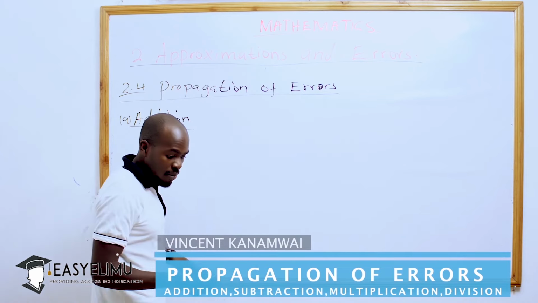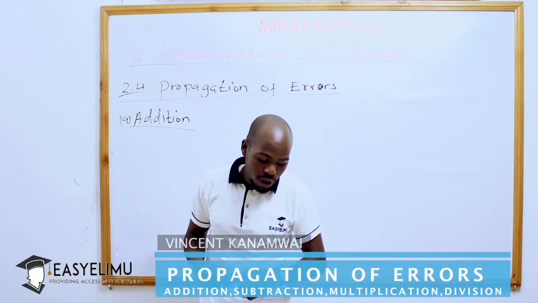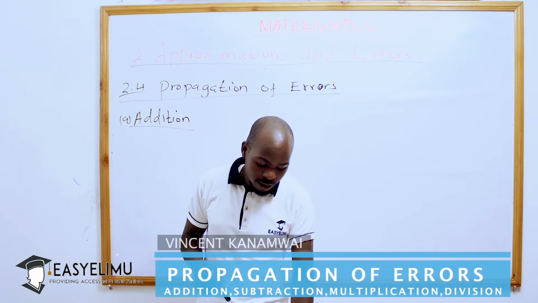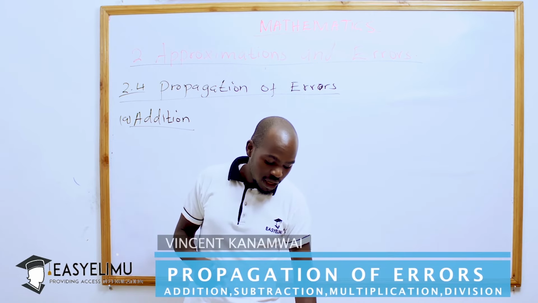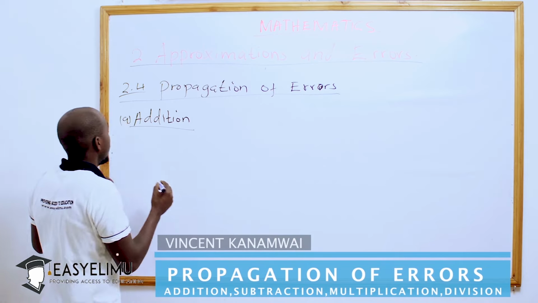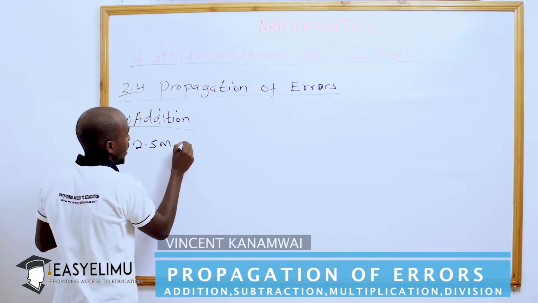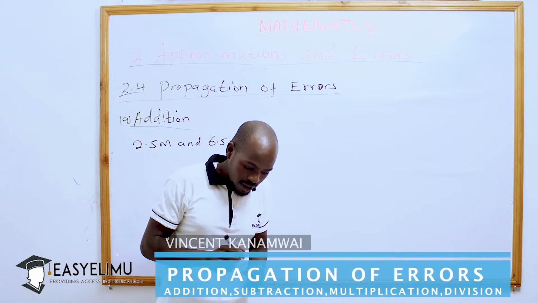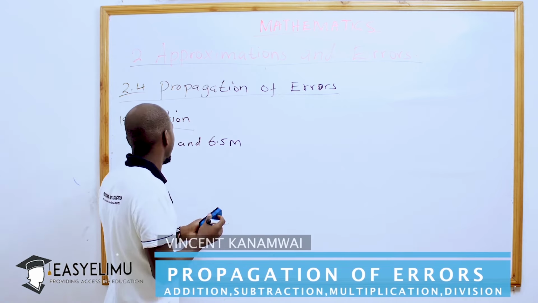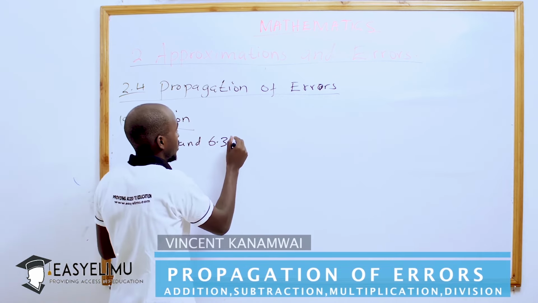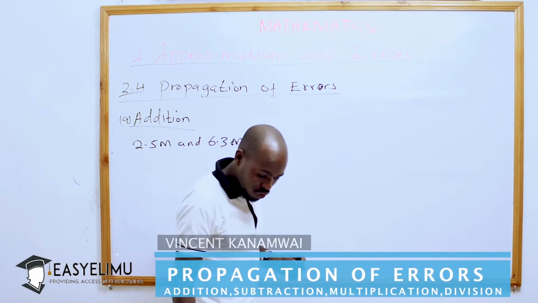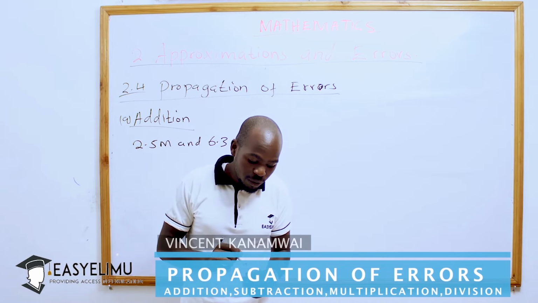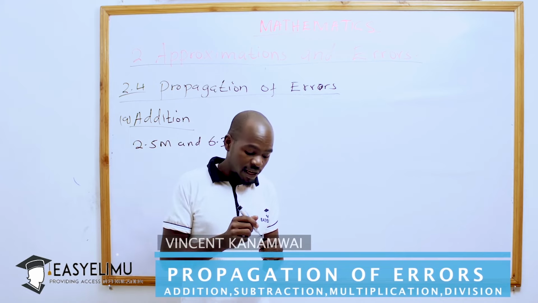For instance, we may be told: what is the error in the sum of 2.5 meters and 6.3 meters if each represents a measurement? We have been given 2.5 meters and 6.3 meters. So we have been told to find the sum of 2.5 meters and 6.3 meters if each of them represents a measurement.